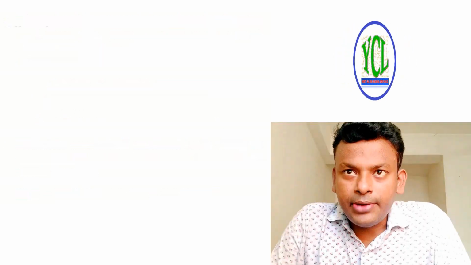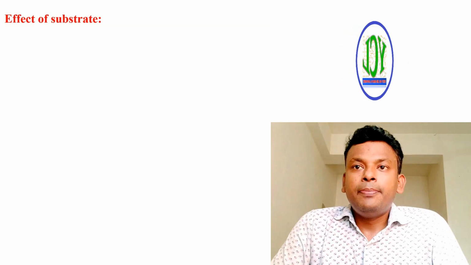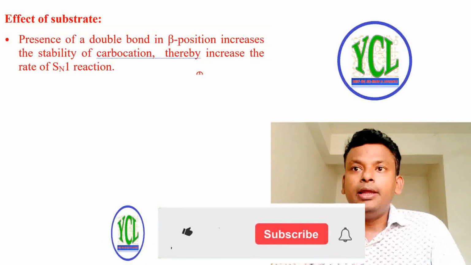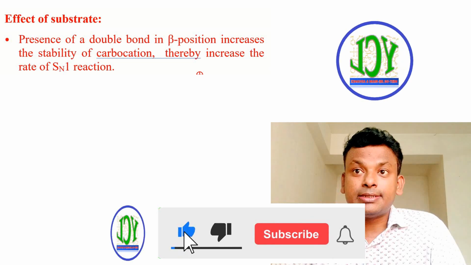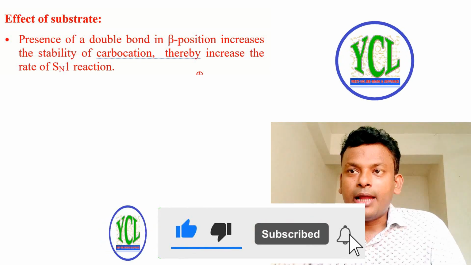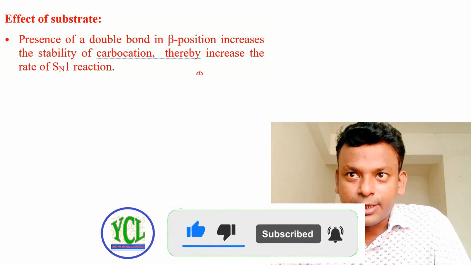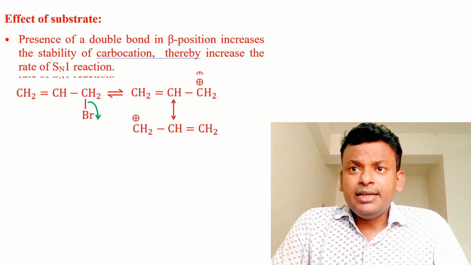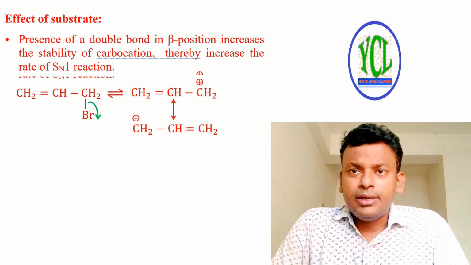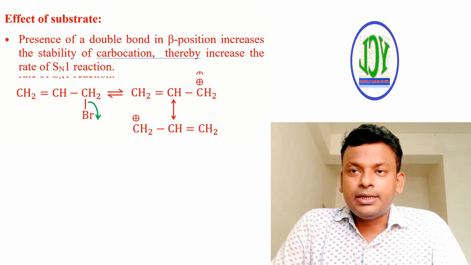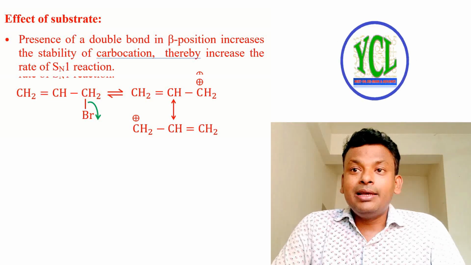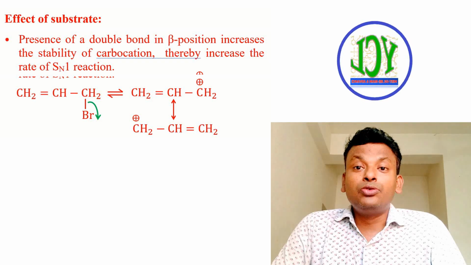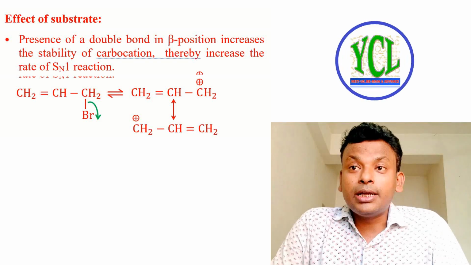And next, the effect of the substrate. The presence of a double bond in the beta position increases the stability of the carbocation and thereby increases the rate of the SN1 reaction. Here in the first reaction, it is the allylic bromide, where a C=C double bond is present, and it first forms an allylic carbocation which is stable through resonating structures, as shown here.